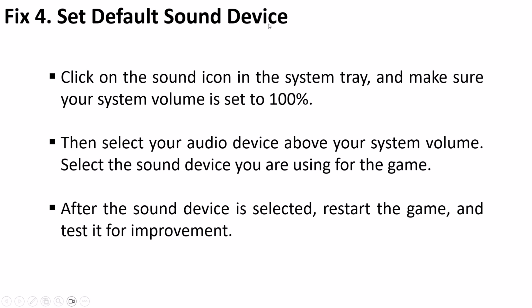Fix 4, set default sound device. So click on the sound icon in the system tray and make sure your system volume is set to 100%. Then select your audio device above your system volume. Select the sound device you're using for the game. After the sound device is selected, restart the game and then test it for the improvement.